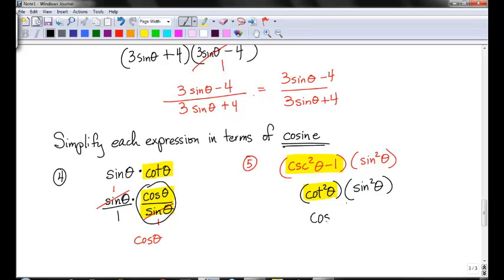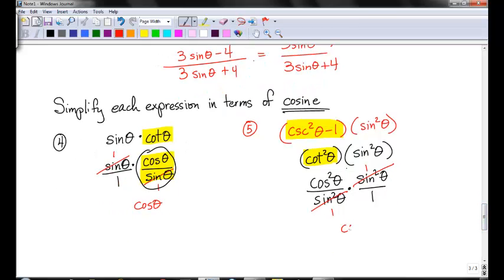Yeah, cosine squared over sine squared. Okay, and this is sine squared, like over 1. Now reduce it. Okay, when you reduce it, this divides out. Those reduce. And all that's left is cosine squared. Okay, and that's the only trig function that's left.